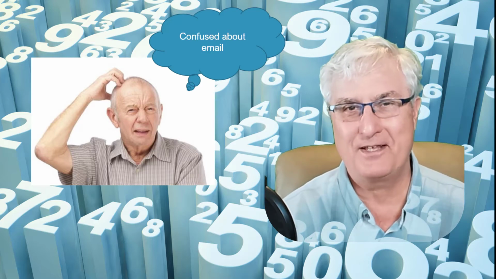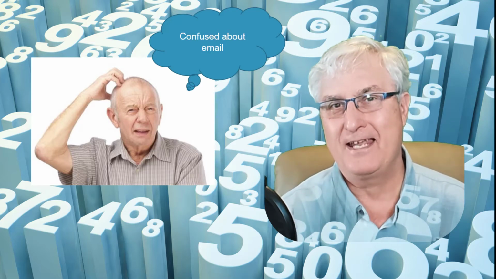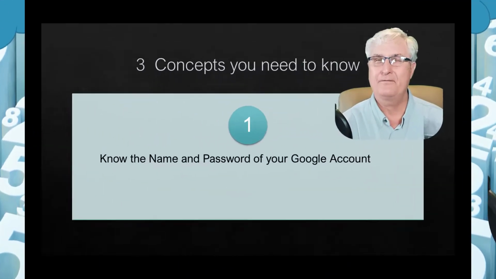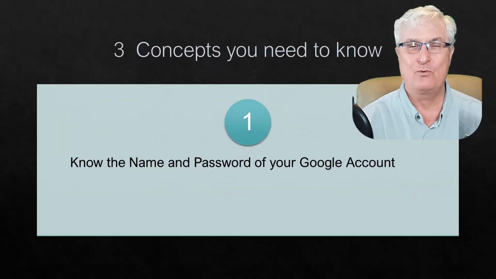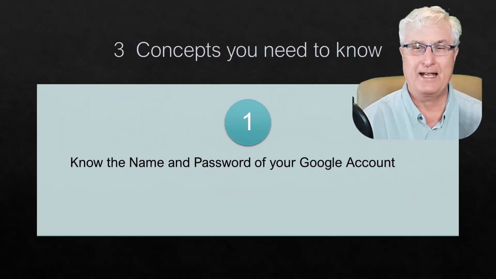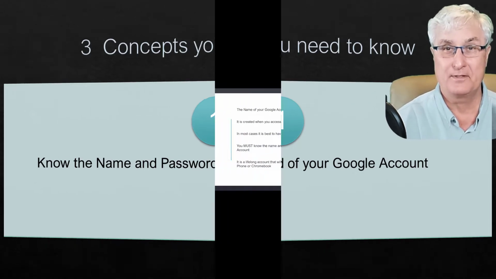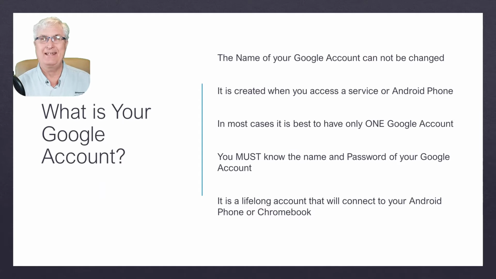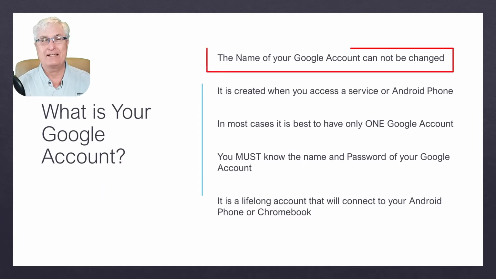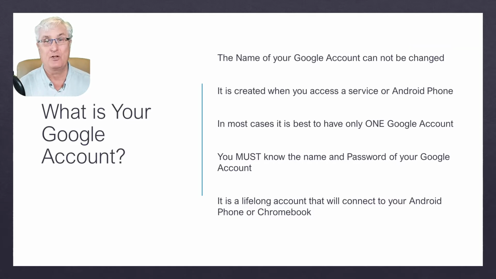Now let's get on with understanding these 3 concepts regarding email. Now the first thing you need to know is what the name of your Google account is and its password. This is so important. The name of your Google account is set up originally when you created the account, and it cannot be changed. This is the name that you will always use. You've probably forgotten about that now because it's a long time since you set this up.